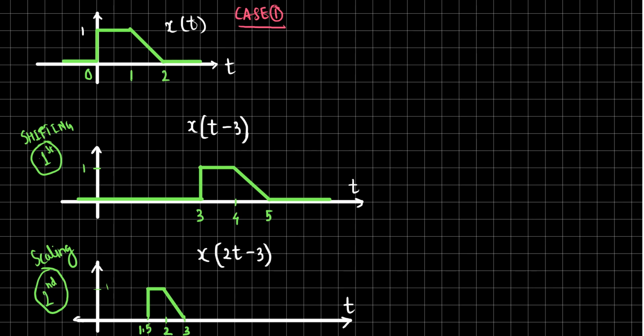Let's take the second case. The original signal is now being scaled first. So let me draw the scaled version of the signal. As we have seen, the resultant signal would be x of, now scaling has been done with the factor of say 2 again, so it will be x of 2t. The original signal being represented as x of 2t will look something like this.